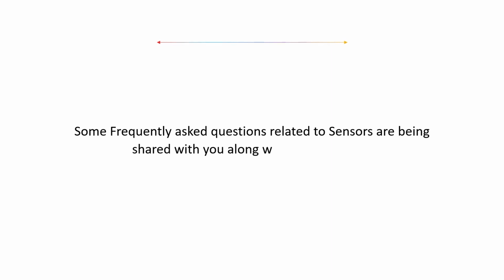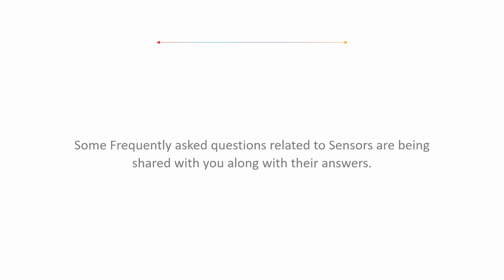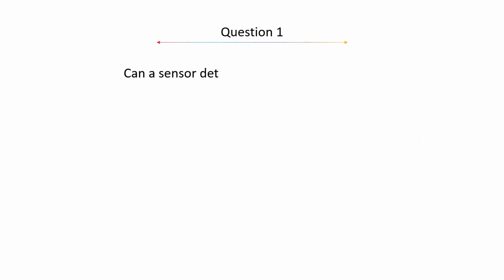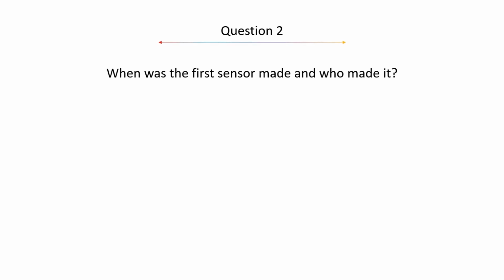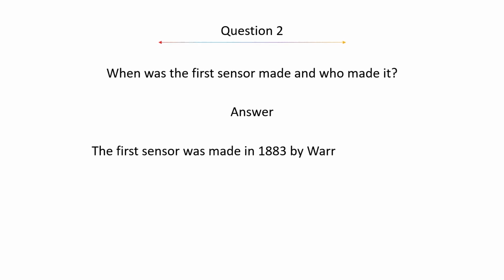Some frequently asked questions related to sensors are being shared with you along with their answers. Question 1. Can a sensor detect all the physical changes? Answer: no. Different sensors are made for detecting different physical changes. Question 2. When was the first sensor made and who made it? The first sensor was made in 1883 by Warren Johnson.